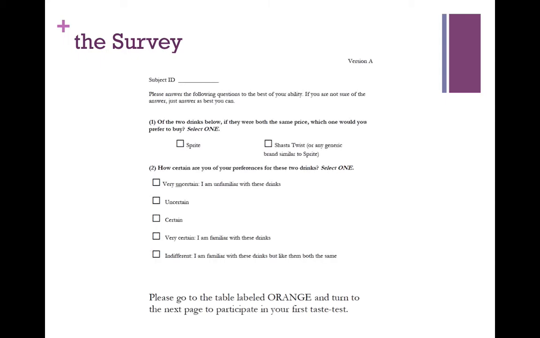This is a picture of the survey that the participants took. As you can see in the top right corner, it says version A. There were two versions, version A and version B. This front page just gives us some background information on the consumer's preferences about the two different sodas before they took the taste test. As you'll see at the bottom, it tells the participant to go to the orange table. Version B said the black table. Each of these represents one of the two different taste tests.